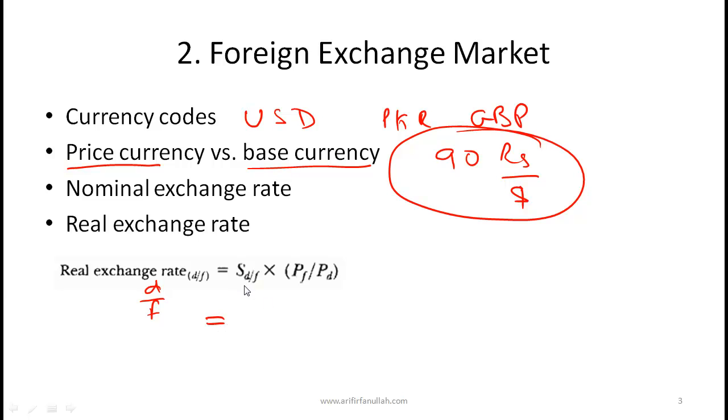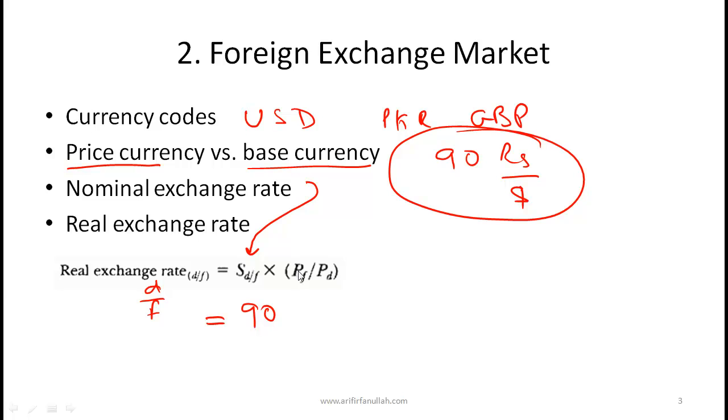S D/F stands for the spot rate or the nominal exchange rate, where we are using a D divided by F convention. So D is domestic currency per F. So divided by F, we have 1 unit of the foreign currency. In my example, the foreign currency is the US dollar. So what should S be? Let's say currently it's about 90. So the spot rate or the nominal exchange rate is 90 rupees to the dollar.